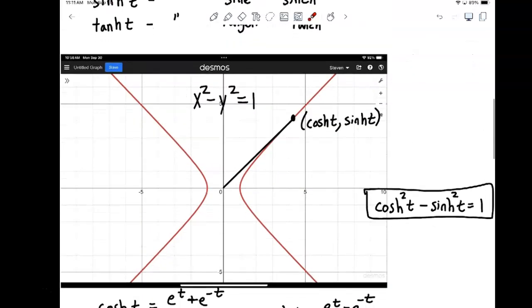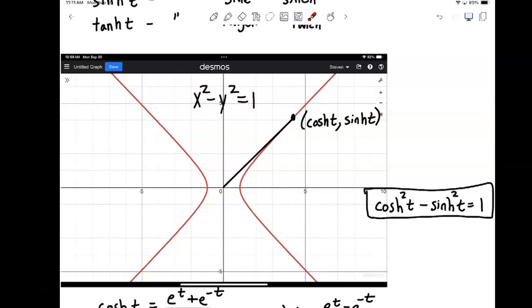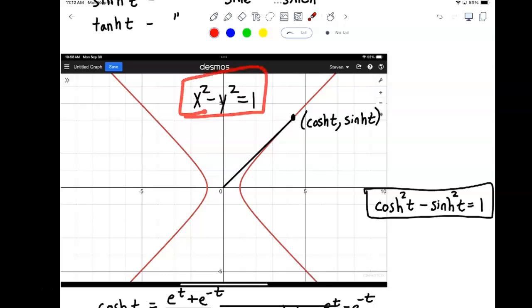And again, their definition is very similar to the definition for the unit circle, in that it's related to some value that leads you to a point on the graph of x squared minus y squared equals 1, just like the trig functions are based off of a graph that leads you to points on the circle x squared plus y squared equals 1.